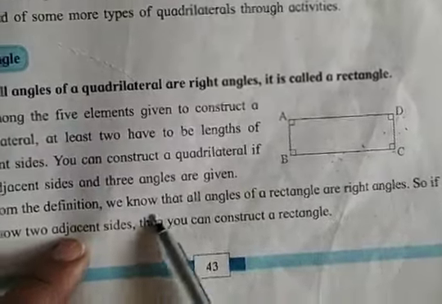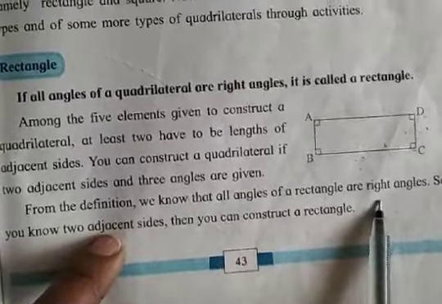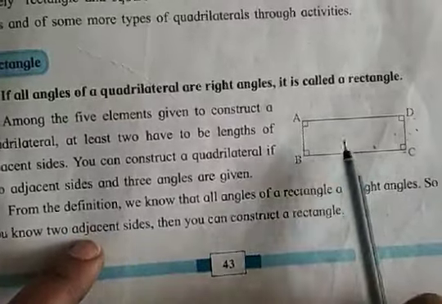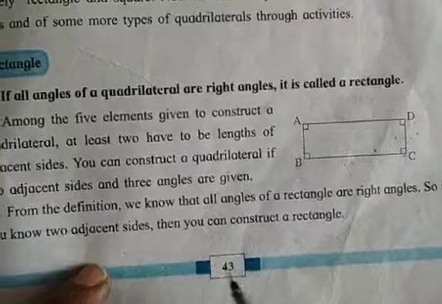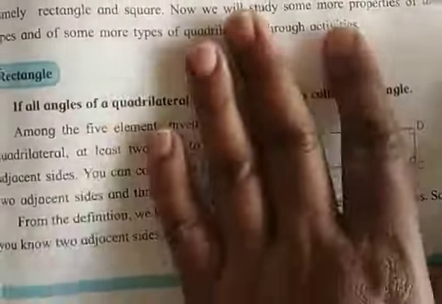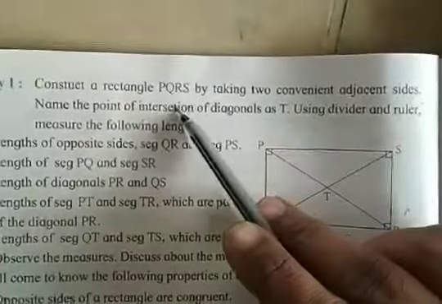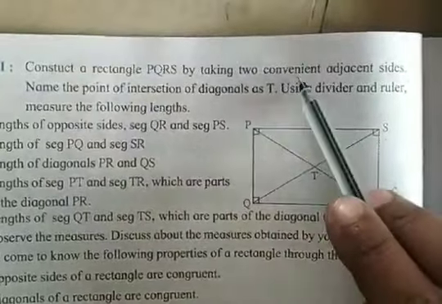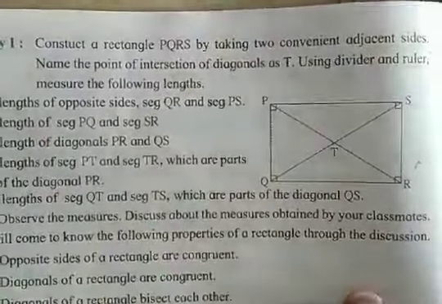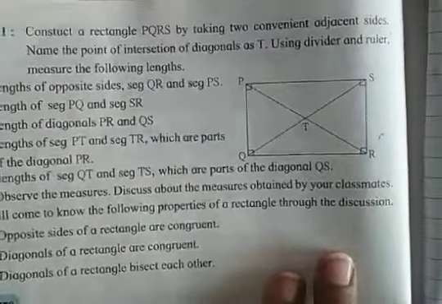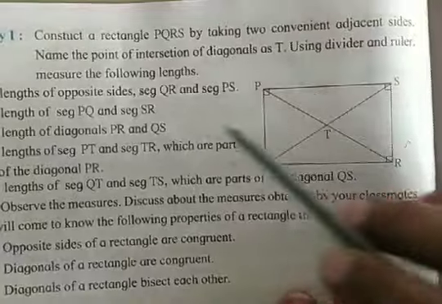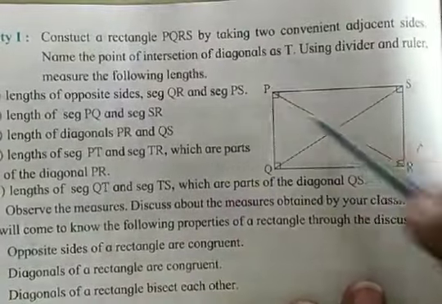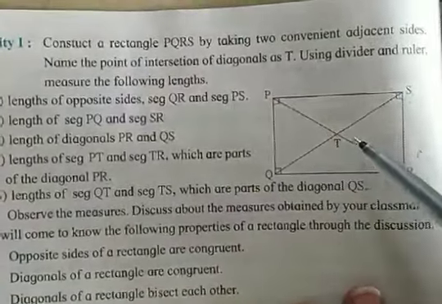From the definition we know that all the angles of a rectangle are right angles. So if you know 2 adjacent sides, we can construct the rectangle very easily. Now here, to construct a rectangle PQRS by taking 2 convenient adjacent sides, I will construct the rectangle by taking 2 adjacent sides, that I will show you. Name the point of intersection of the diagonals, we have to draw them for this.